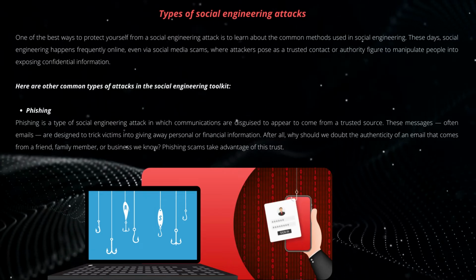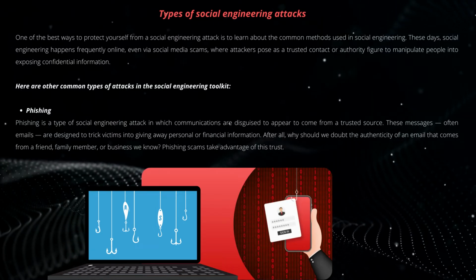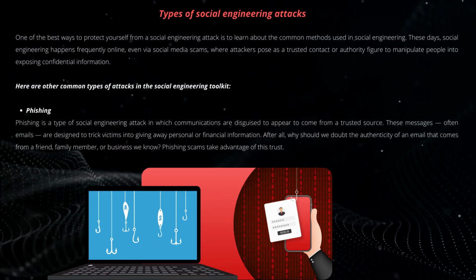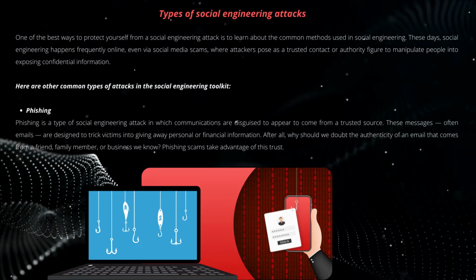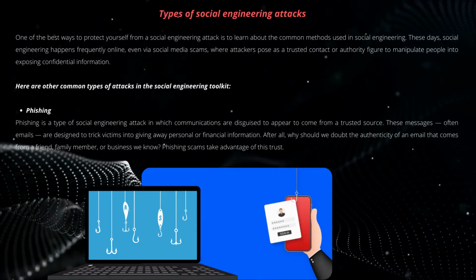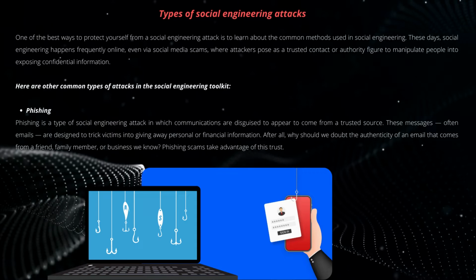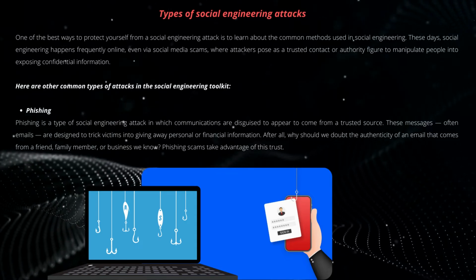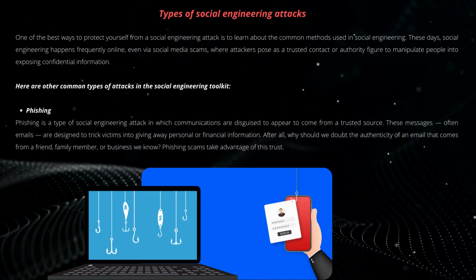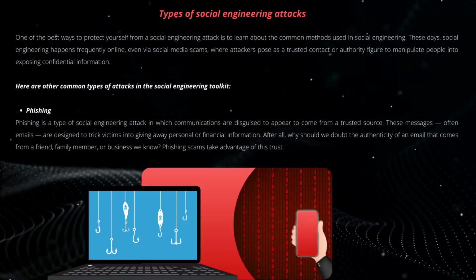Phishing is a type of social engineering attack in which communications are disguised to appear to come from a trusted source. These messages, often emails, are designed to trick victims into giving away personal or financial information. After all, why should we doubt the authenticity of an email that comes from a friend, family member, or business we know? Phishing scams take advantage of this trust.